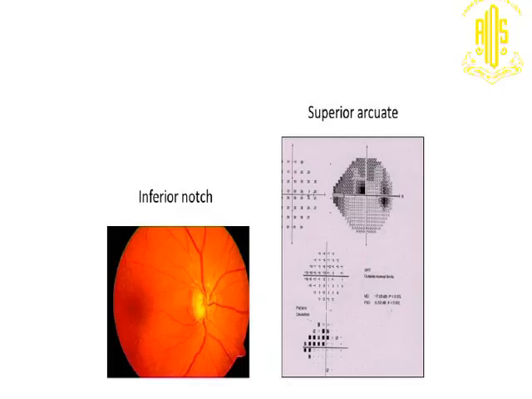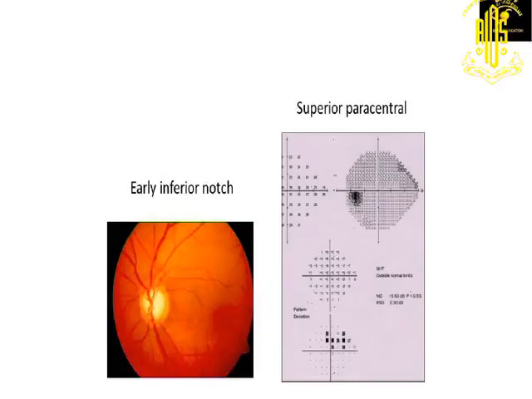Next we come to an inferior notch, which is absolutely pathognomonic. If you see an inferior notch in your patient, you must absolutely take care of that patient well, because an inferior notch would definitely give you a superior arcuate defect on the visual field, and you need to follow up that patient well. Similarly, an early inferior notch would give you, say, a paracentral defect, which may later on go on to a superior arcuate defect. So an early inferior notch needs to be followed up as well.